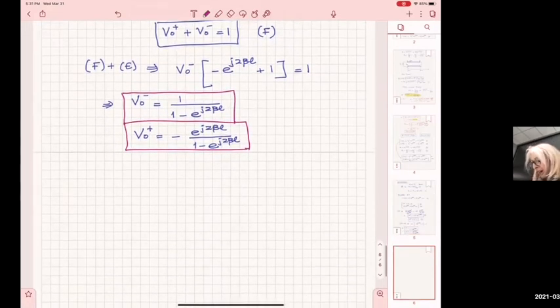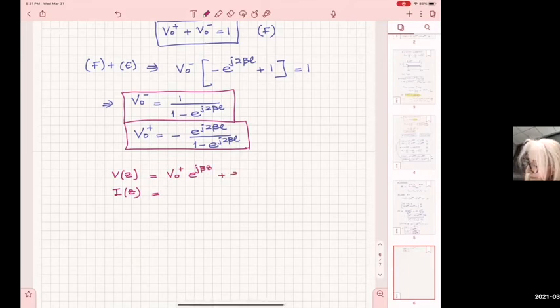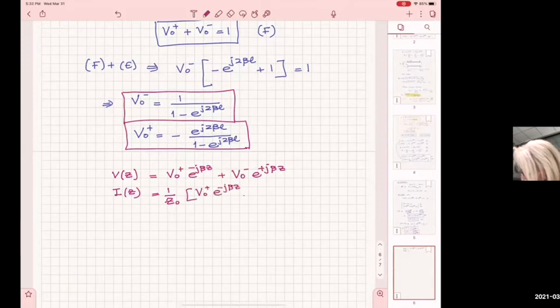Okay, so now I have two things. I have V of z and I have I of z. And if I do that, then I can find V of z. I remind you here. Excuse me, I made a mistake in the signs. And then here I have, if you remember, okay.